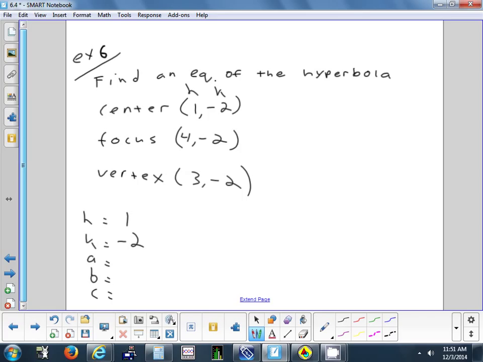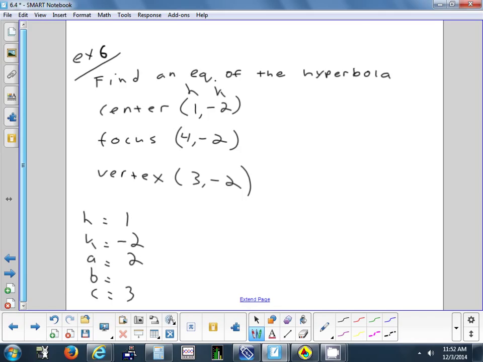What else can we find? Yeah, we can get a and c. a is the distance from center to vertex. Look at the center and the vertex. They have the same y value. Just look at the difference in the x's. How far apart is the center and the vertex? 2. So a is 2. What else can we find easily, b or c? Yeah, we can get c, the distance between the center and the focus. How far apart are the center and the focus? 3 units, the difference between 1 and 4.